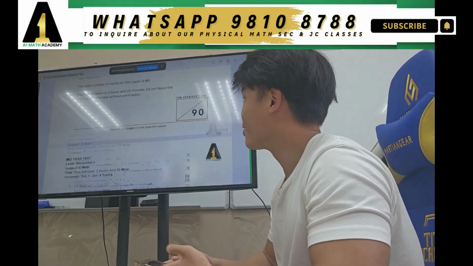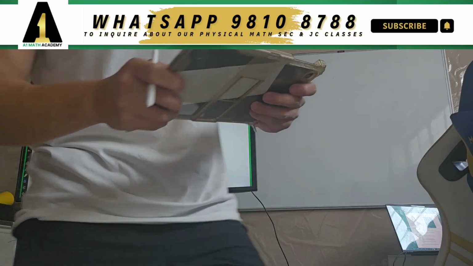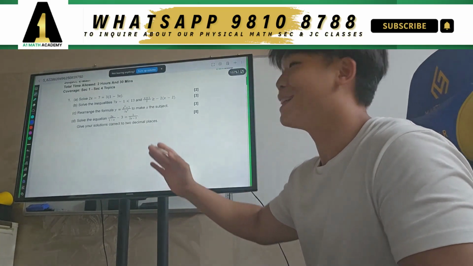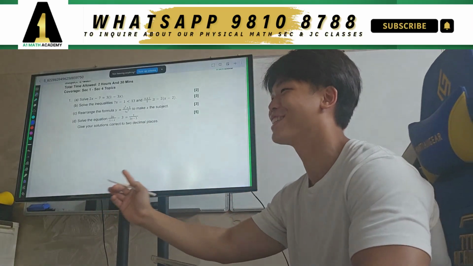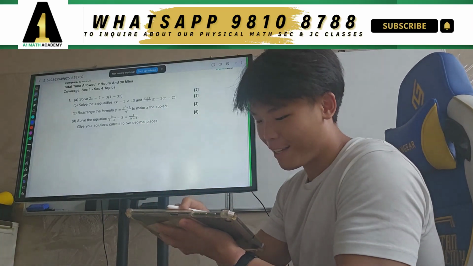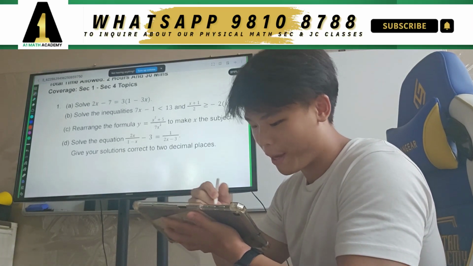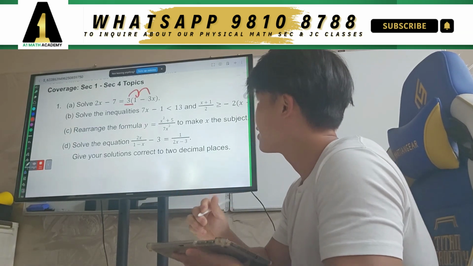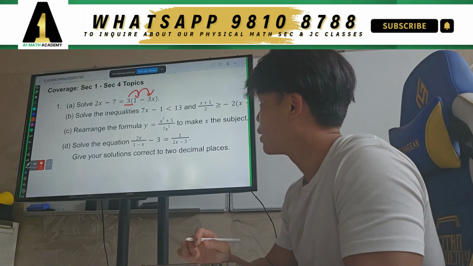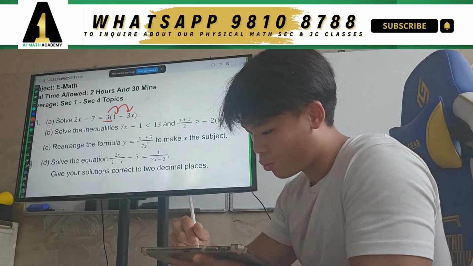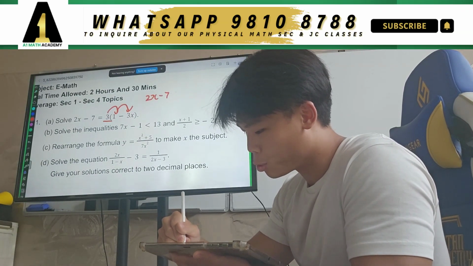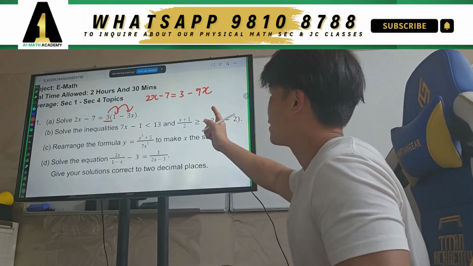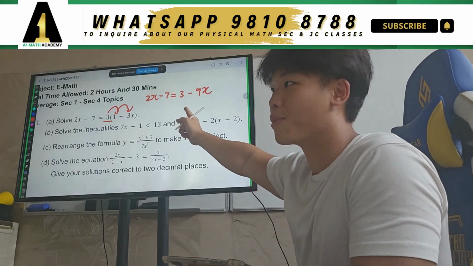Let's get to it. Okay, let's go through this together. Question 1. Please tell me you can do this. Okay, the first one. You can lah, right? Just expand, right? Yes. Yeah, you expand the 3 inside. And then you end up with, what do you end up with? You get 2x minus 7 is 3 minus 9x, right? When you times in. And then after that, what do you do from here?